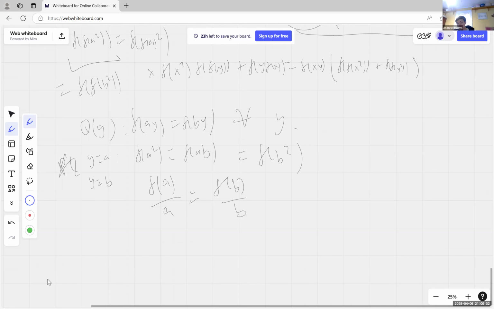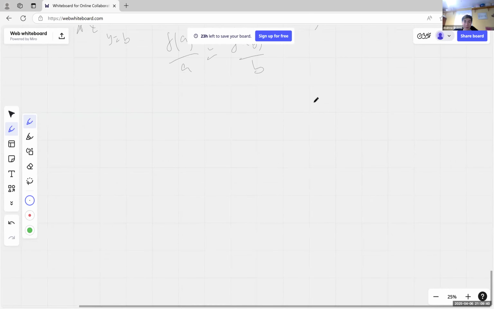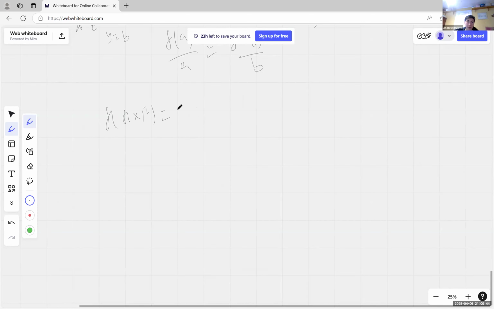Now, from here, all we really need is going back to the previous equation, which gives f(x)^2 is equal to f(x)^2 by injectivity. And this is equal to f(x) over x. And so f(x) is always equal to 1 over x.